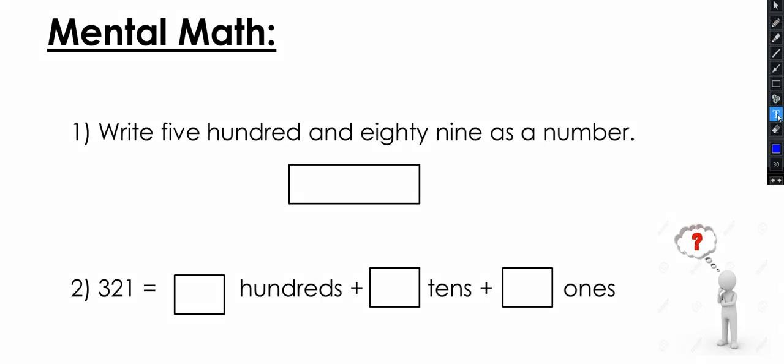All right, so we have here 3 hundreds, 2 tens, and 1 ones. 300, 2 tens, and 1 ones makes 321.